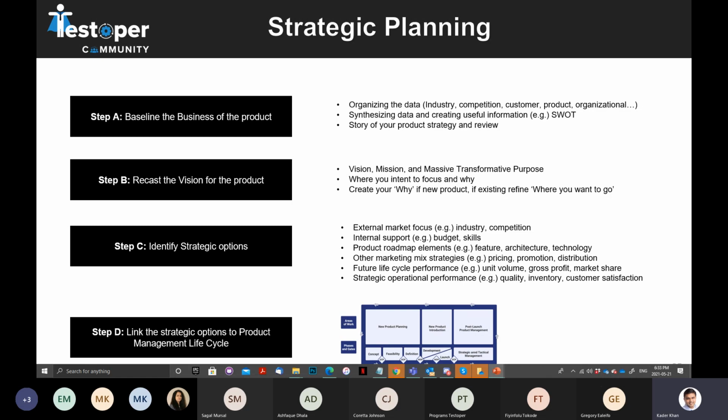And then the third thing is strategic options. So now you have the storyline, now you have the vision. Now you need to choose what are all the things that I need to do, what are the options that I have in my hand that I need to choose to get to that destination. You have to start planning that as well, right? So you need to look at which market I'm going to focus on.